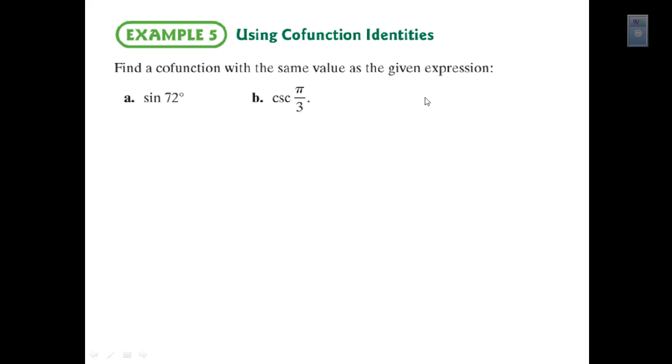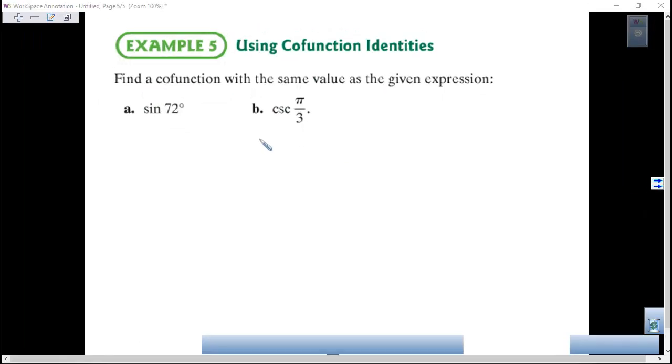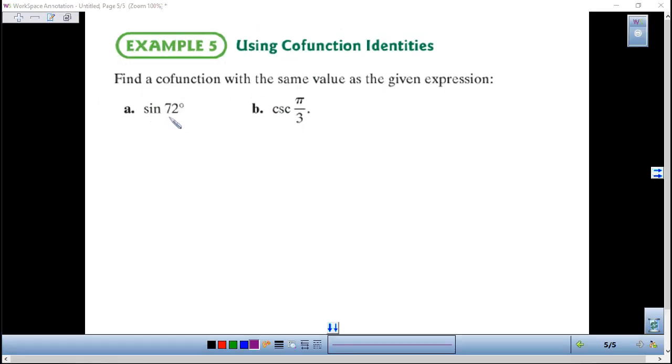Now, if we wanted to find a cofunction with the same value, it's real easy. If we're talking about sine, remember, the cosine is its cofunction, and we want the cosine of the complement of that. Well, what angle is going to add to 72 to get 90? Well, that'd be 18 degrees. Cosecant, well, secant is its cofunction.